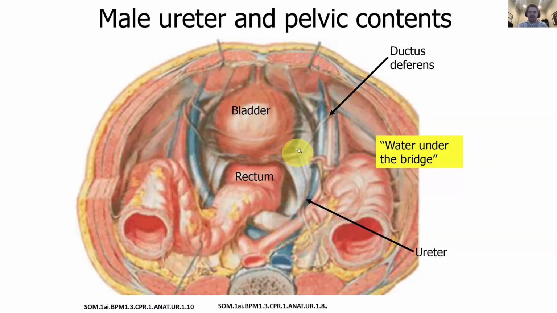Now in a man, it's not as super clinically relevant, but it's the same thing that happens. The water underneath is the ureter, and what crosses over is the vas deferens or the ductus deferens.